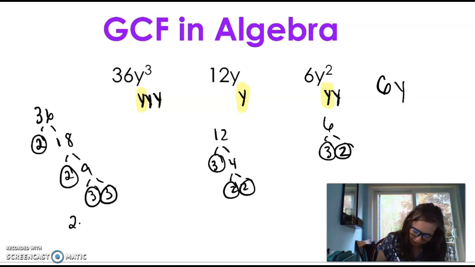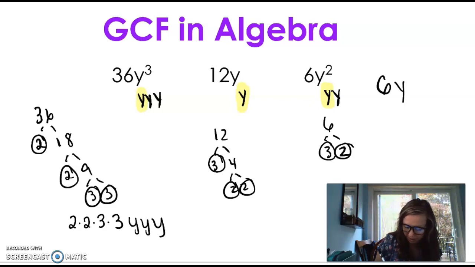So for the 36, 2 times 2 times 3 times 3. And then including the variables as well. So y times y times y. Then for 12y, it'd be 2 times 2 times 3, 1y. And then 2 times 3 and 2 y's.